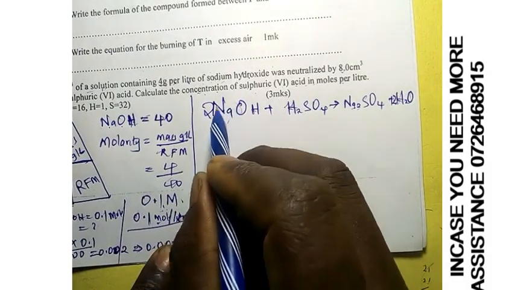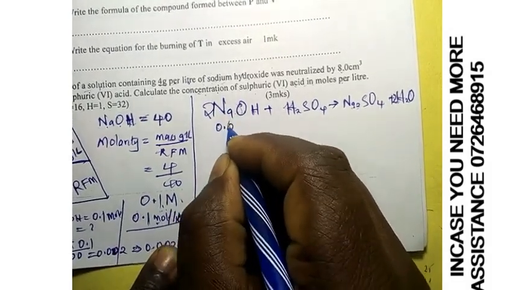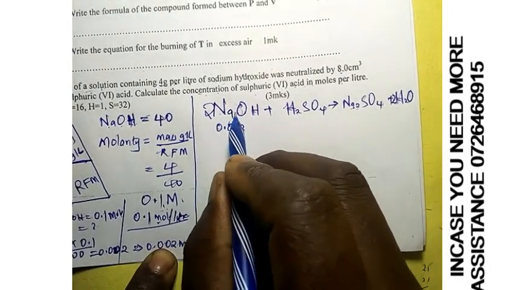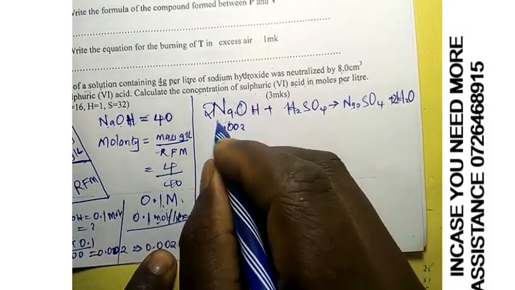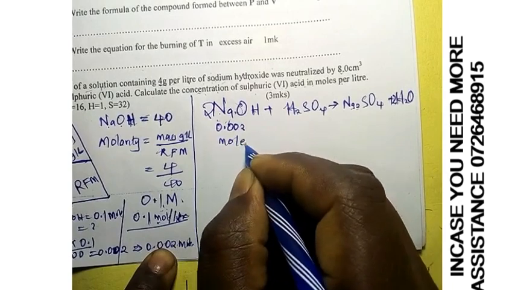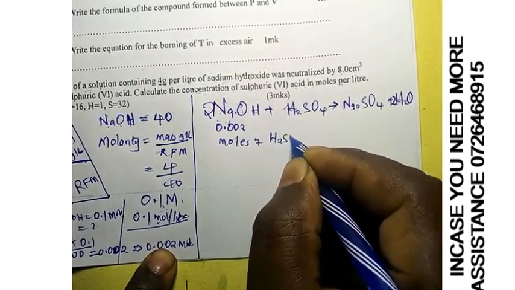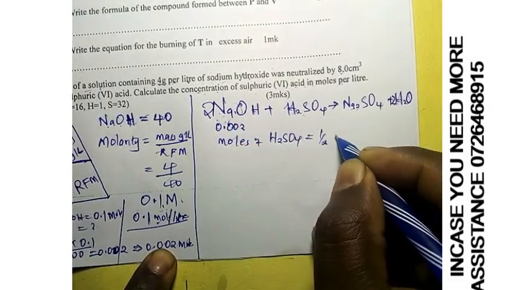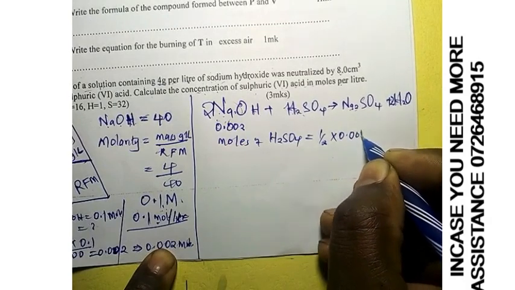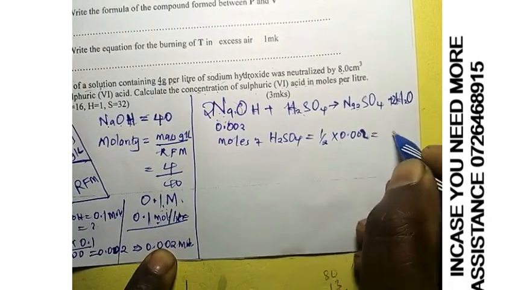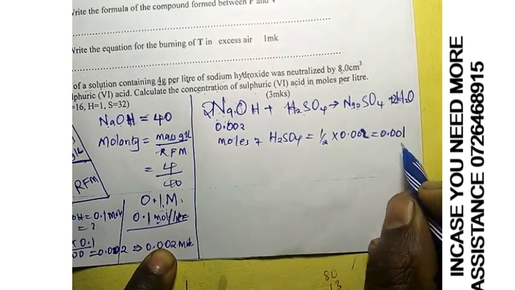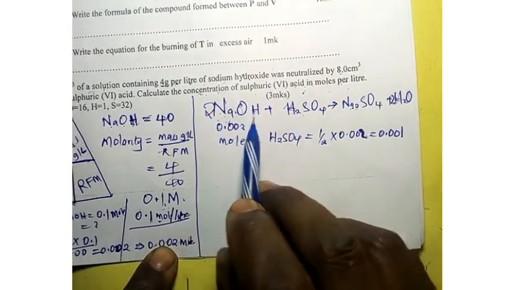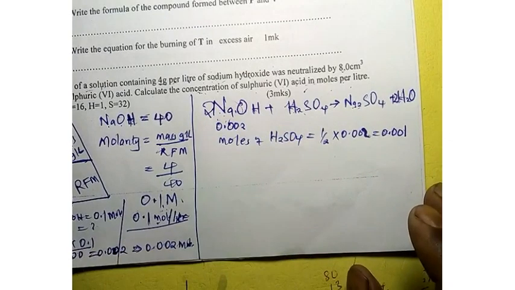We have the number of moles of sodium hydroxide, 0.002, that reacted with this. Since the mole ratio of sodium hydroxide to sulfuric acid is 2 to 1, the moles of sulfuric acid used equal a half times 0.002, which gives us 0.001. So the number of moles of sulfuric acid is 0.001 using the mole ratio. You need to understand the stoichiometric equation.